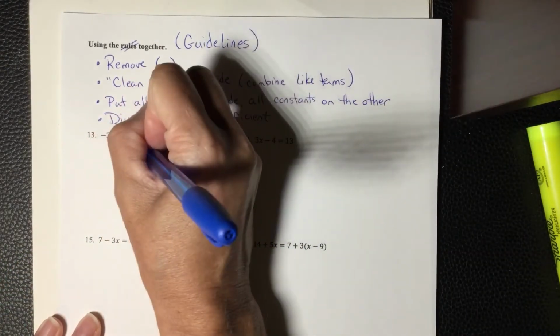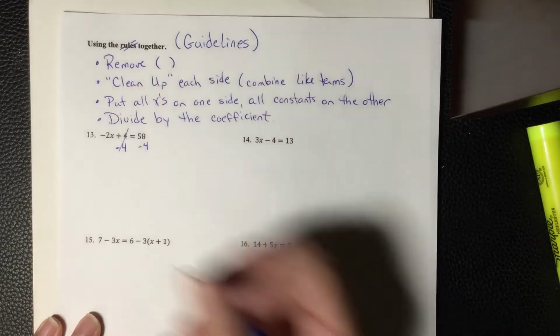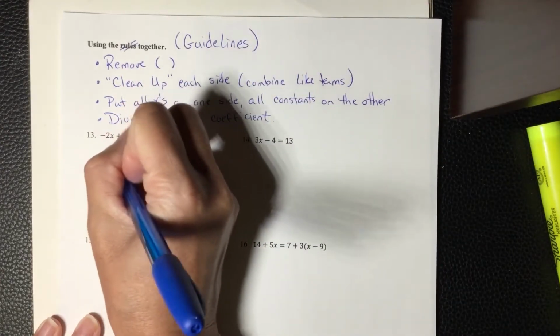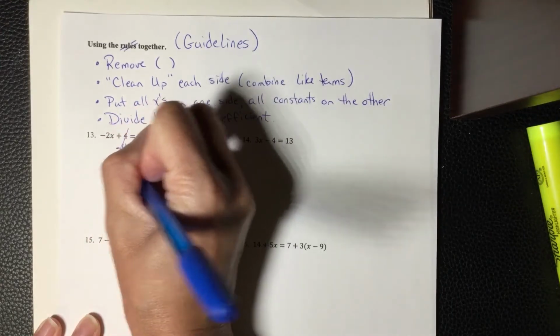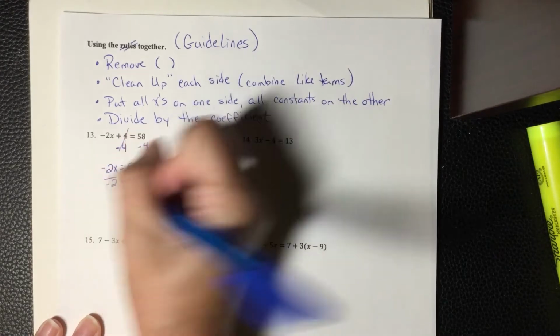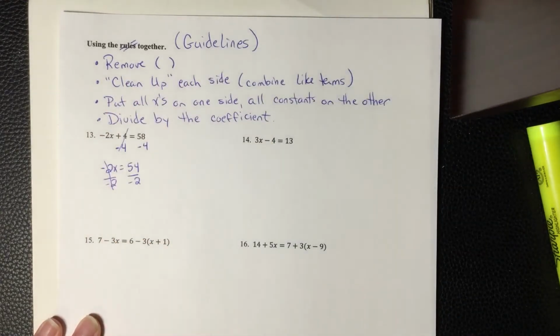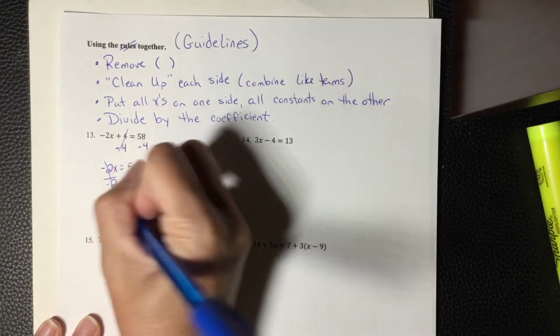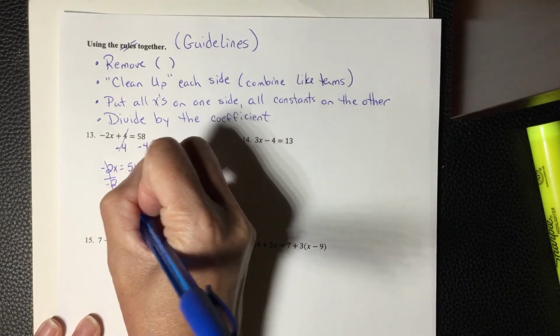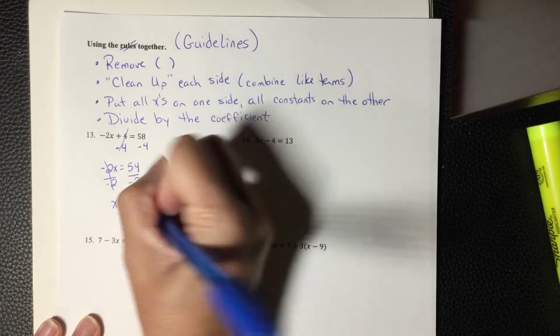I can do that. I can get rid of the plus 4 by minusing 4 on both sides. So we know those will zero out. And I get negative 2x equals 54. Then my last step, I'm going to divide by the coefficient, which is negative 2. Okay, those make 1, so that just leaves me with 1x, or x. And I get x equals 54 divided by negative 2, which is negative 27.